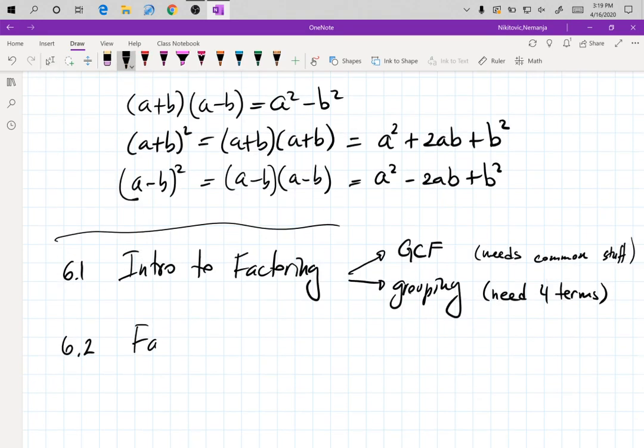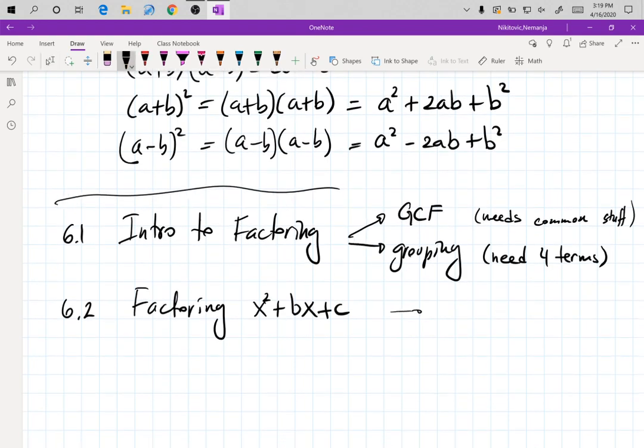6.2, factoring x squared plus bx plus c, and this is where we factor c and look for numbers, or look for a pair, which adds to b.